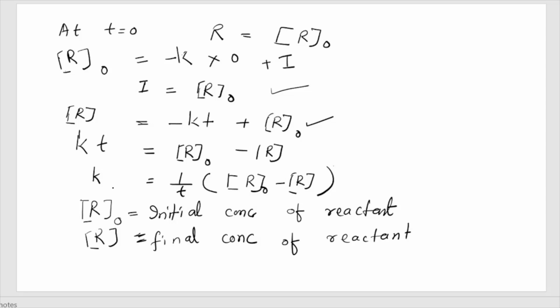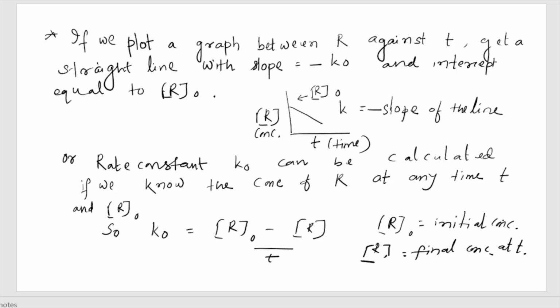So what happened to K? K equal to 1 by t, and here R0 minus R. You should put the molar concentration sign, otherwise it has no meaning. So R0 is the initial concentration of the reactant, and R is the final concentration of the reactant. That means at time t equal to 0, and at a time that is equal to t. So these are the molar concentrations regarding R0 and R.